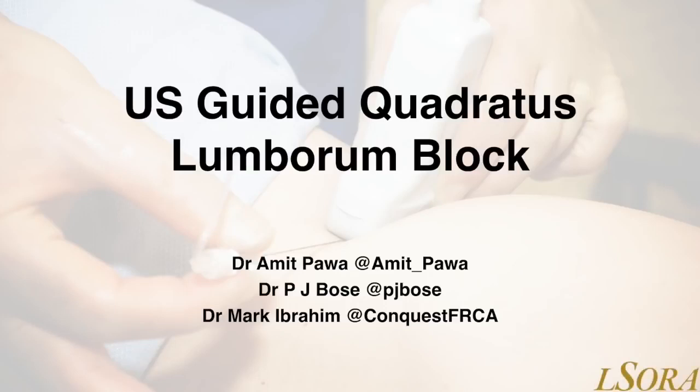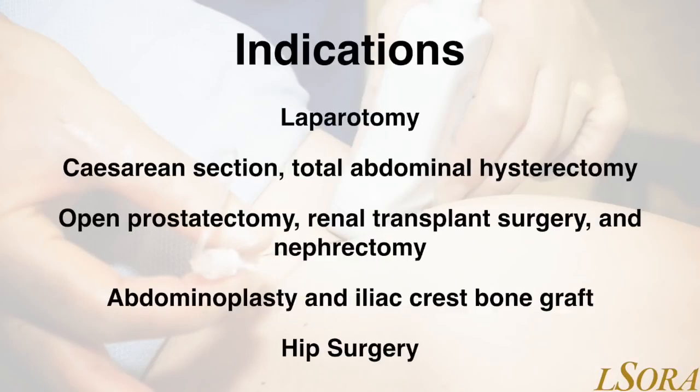In this video, we will show you how to scan and the sonoanatomy required to perform ultrasound-guided quadratus lumborum blocks. As indicated here, the quadratus lumborum blocks have a number of potential indications for abdominal, pelvic and retroperitoneal surgery, as well as a few case reports recently for their use in hip surgery.